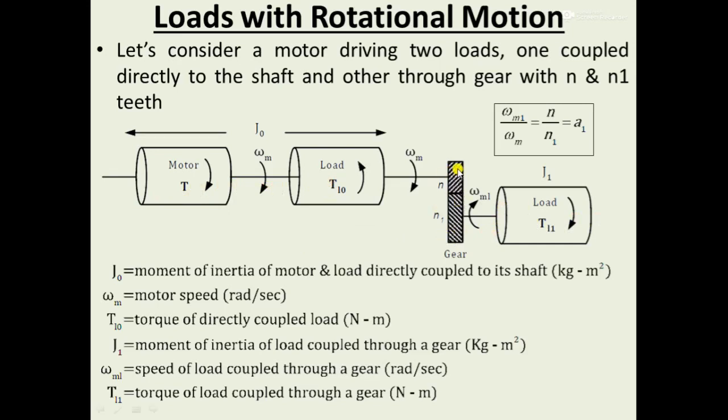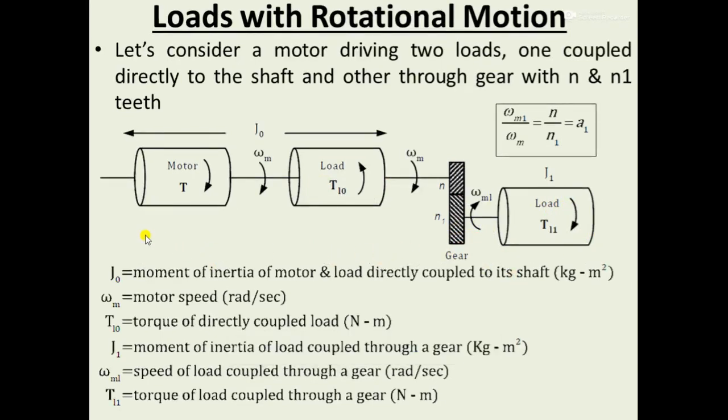You have studied in your basic mechanical engineering course, for a gear, the gear ratio or the tooth ratio can be written as a1 equal to omega m1 divided by omega m, which is the same as n by n1. That is the gear tooth ratio. For this system, J0 indicates the equivalent moment of inertia for the motor load system, that is, the load directly coupled with this motor. So for this complete motor load system, the equivalent moment of inertia is indicated as J0. J1 indicates the moment of inertia of the load which is coupled to the motor through a geared system. Let's assume the equivalent moment of inertia for this complete motor load system as J.